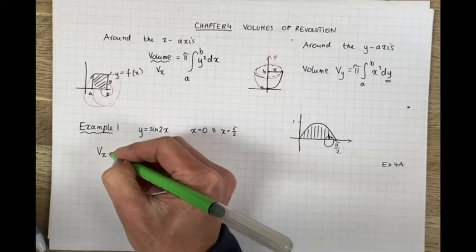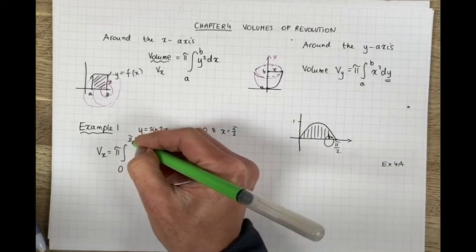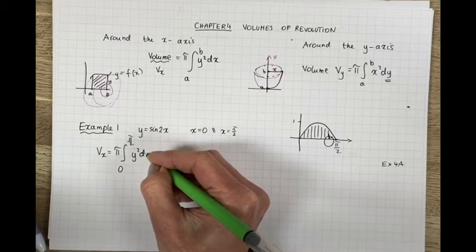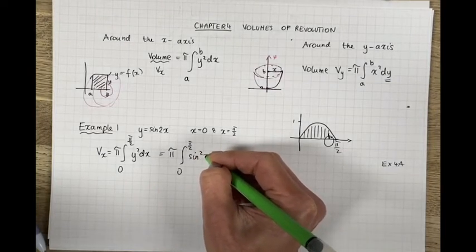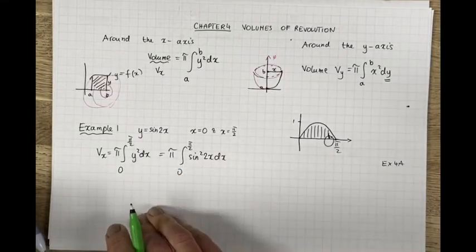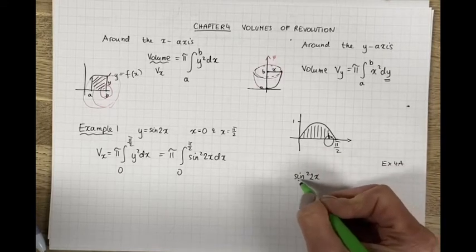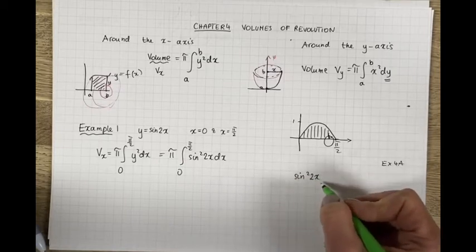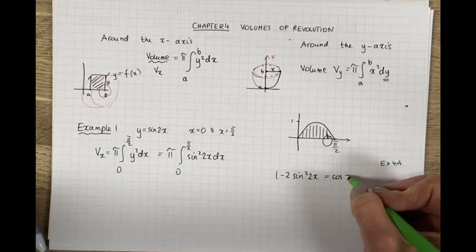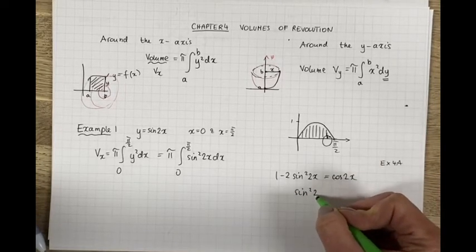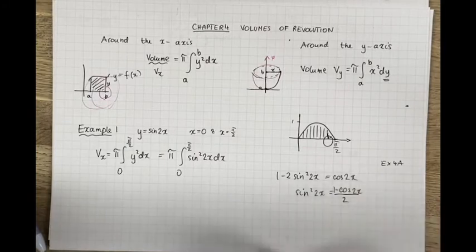So first of all, let's quote the formula. It's pi, the limits are clearly 0 and pi over 2, and it's going to be y squared dx. So it's pi, 0 to pi over 2, sine squared 2x dx. The rest is simply integration. Remember, for sine squared 2x, the formula can be derived by changing to cos 2x. So 1 minus 2 sine squared 2x is cos 2x. So sine squared 2x is going to be 1 minus cos 2x over 2.